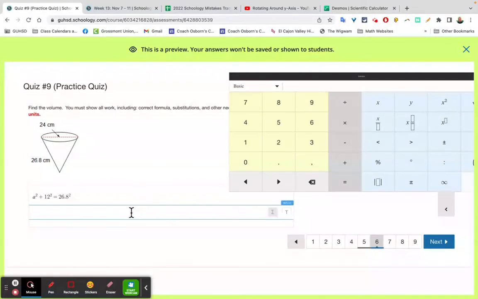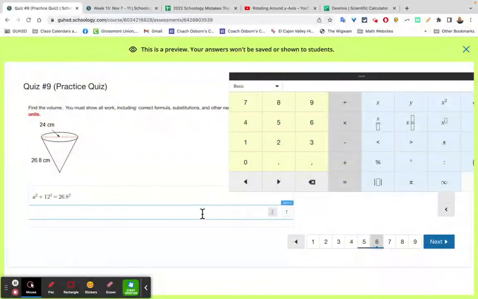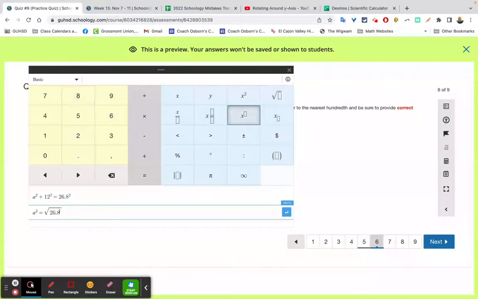And then after that, I'm going to skip ahead and not show all these steps. I'm going to just show this last step here, the a squared. A squared equals the square root of 26.8 squared minus 12 squared, and I'm going to show the square root of the a squared as well. Okay, so again, I'm not showing every step, and I'm going to show that was equal to 23.96, which was the height.